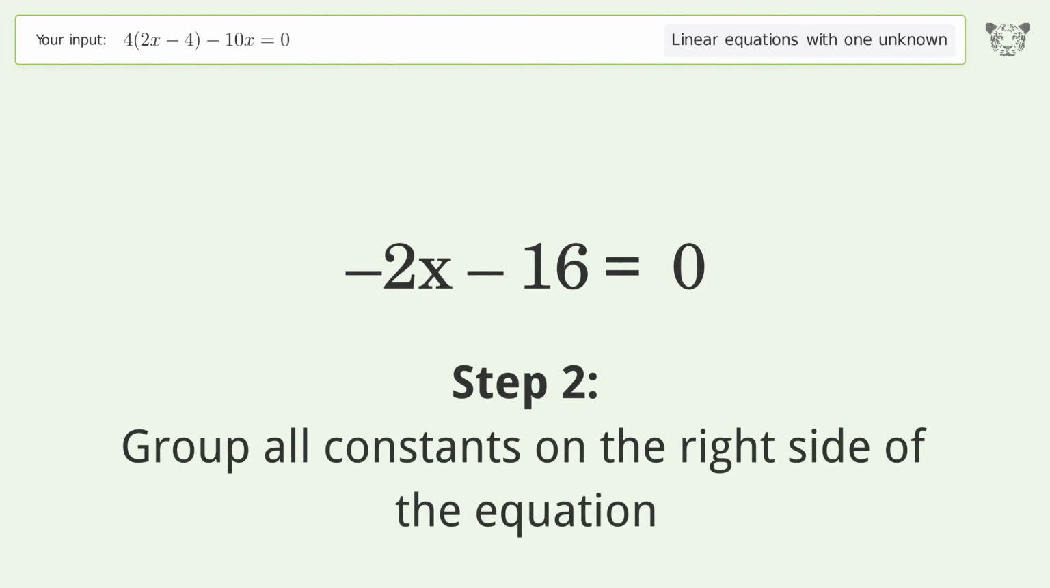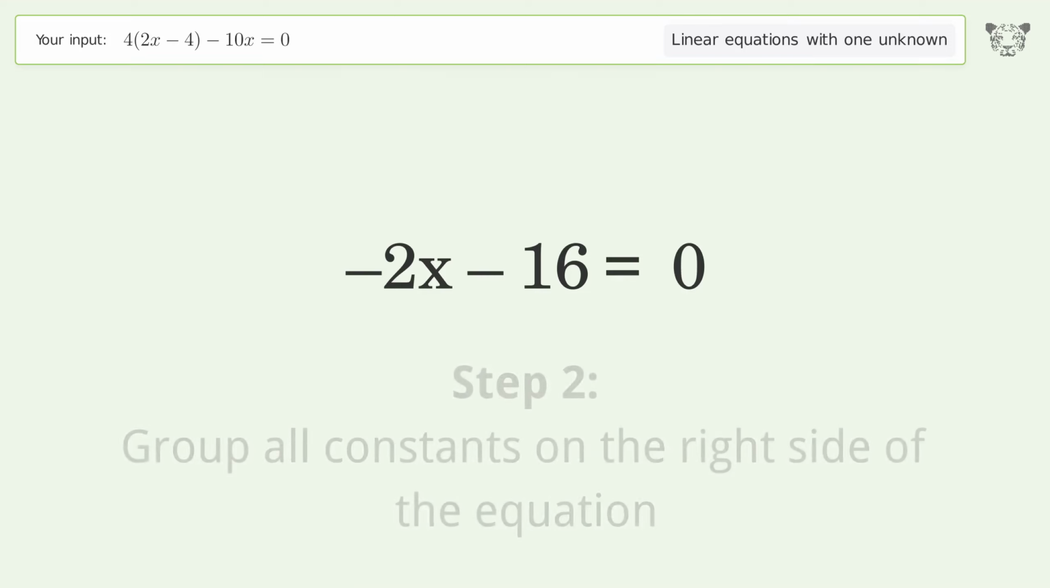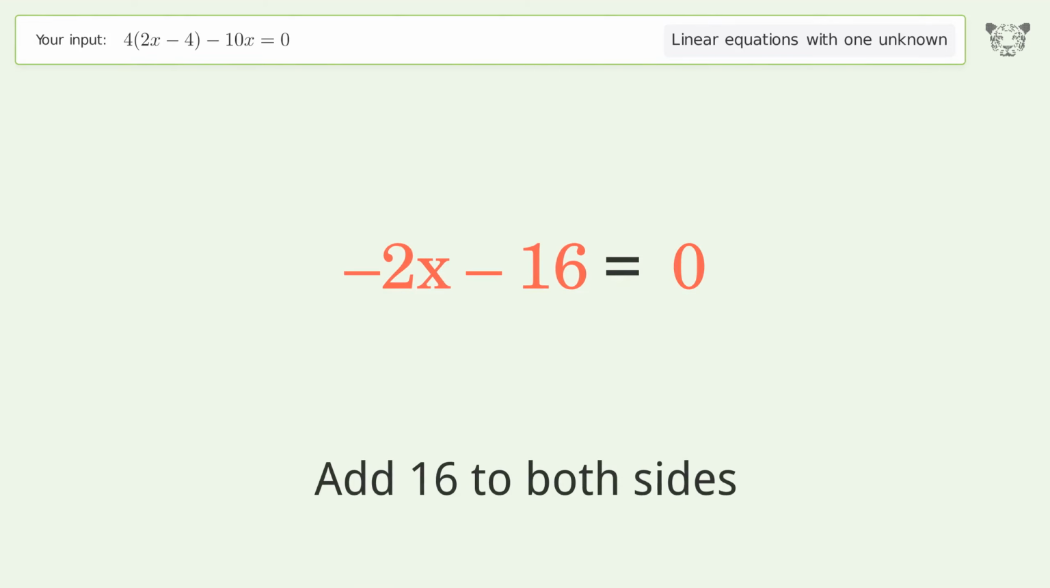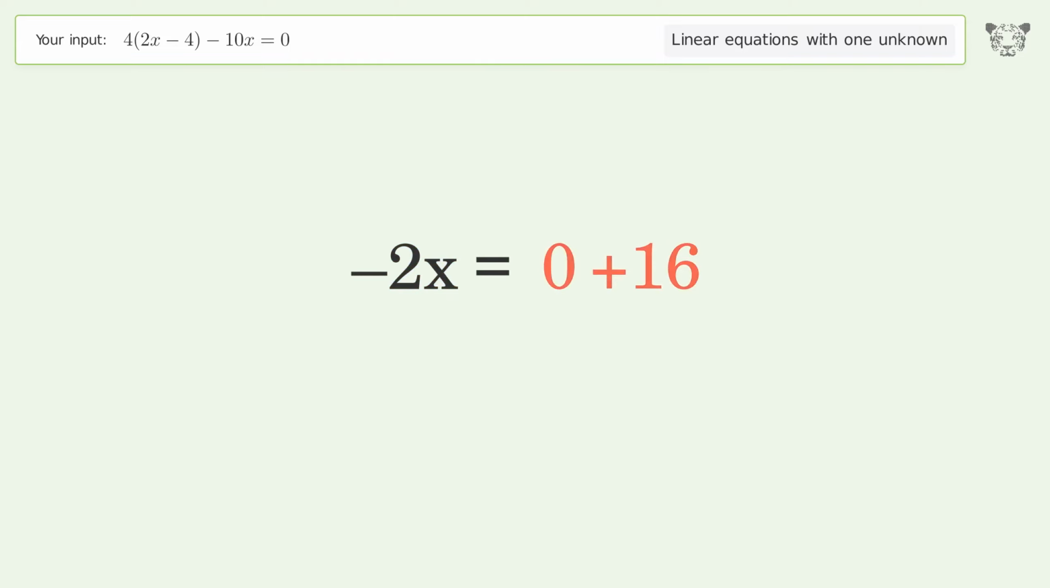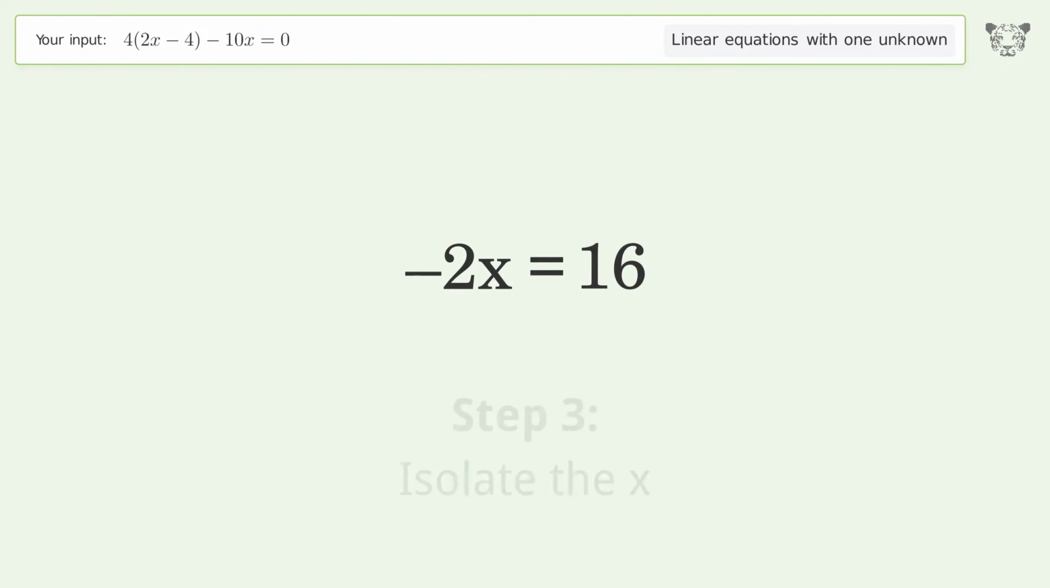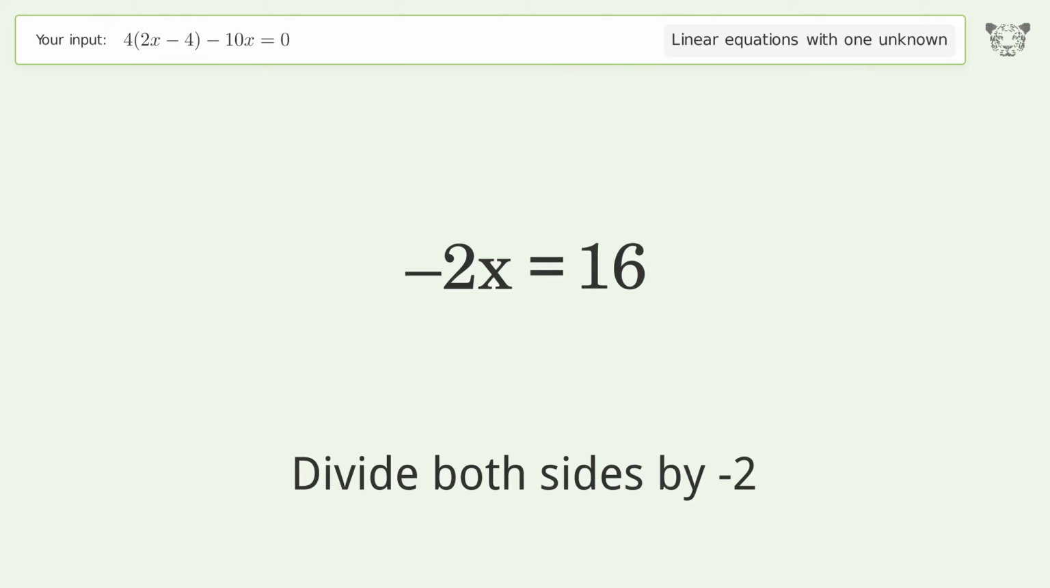Group all constants on the right side of the equation. Add 16 to both sides. Simplify the arithmetic. Isolate the x. Divide both sides by -2.